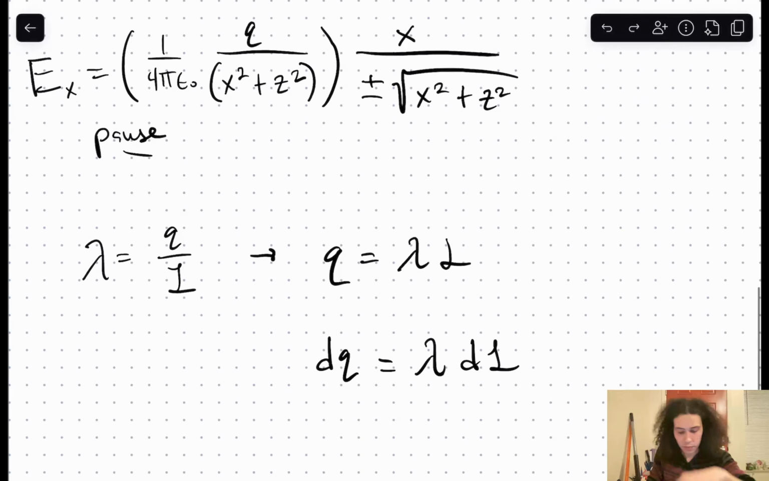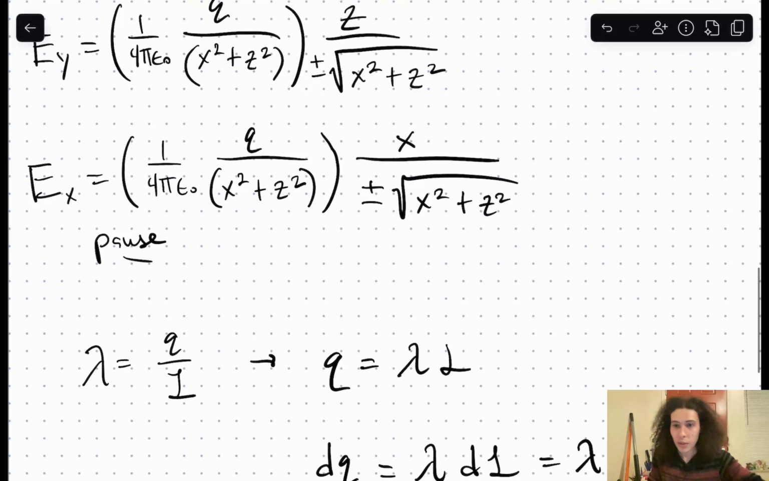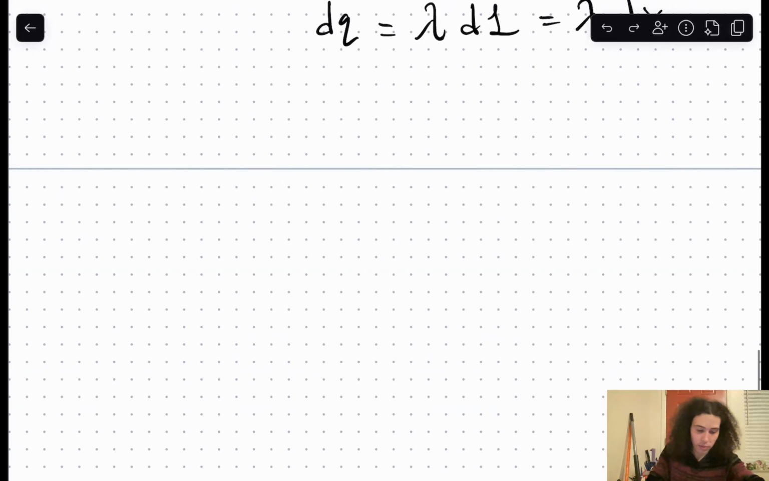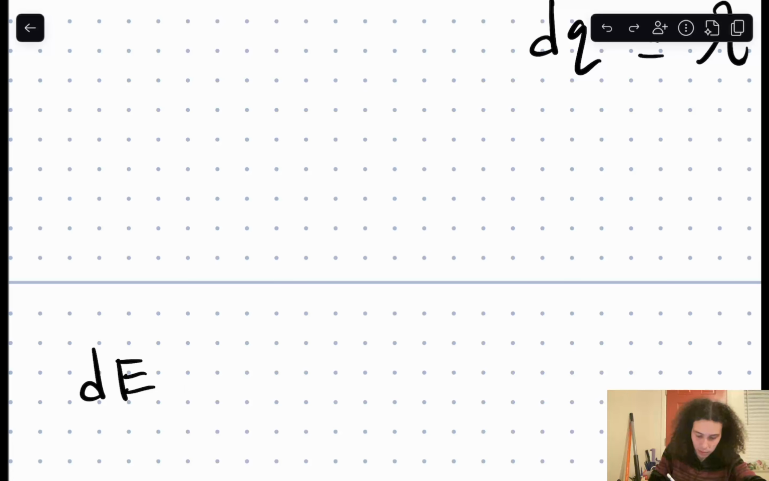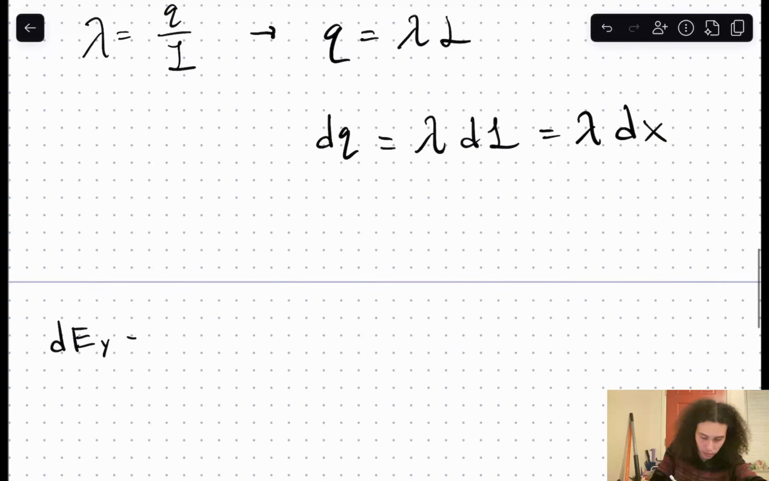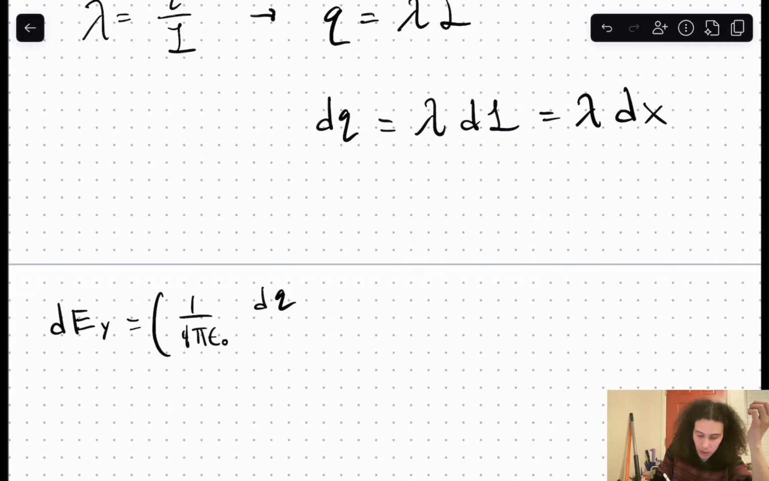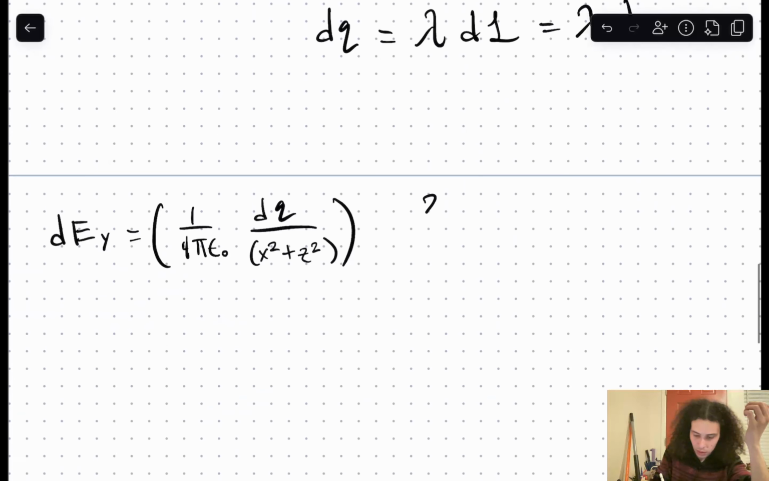Now, with that being said, we can go back to these equations and take a differential of these equations. So now, dE y, kind of go like this a little bit. So 1 over 4 pi epsilon not, you write this so that you just remember it, dq over x squared plus c squared times z plus minus x squared plus c squared.